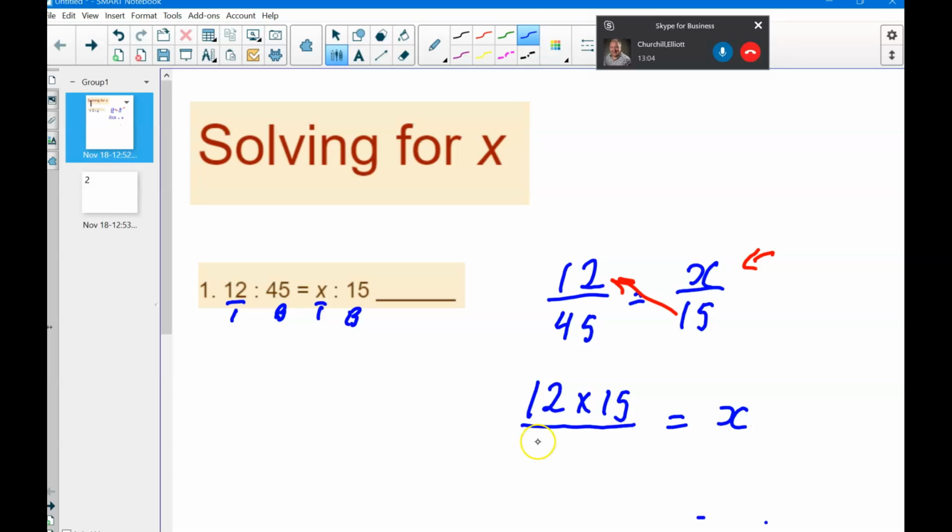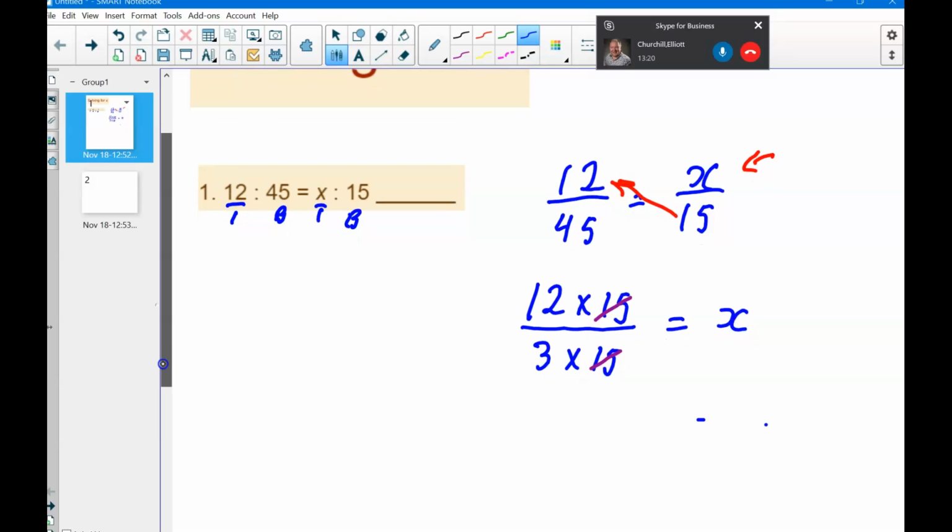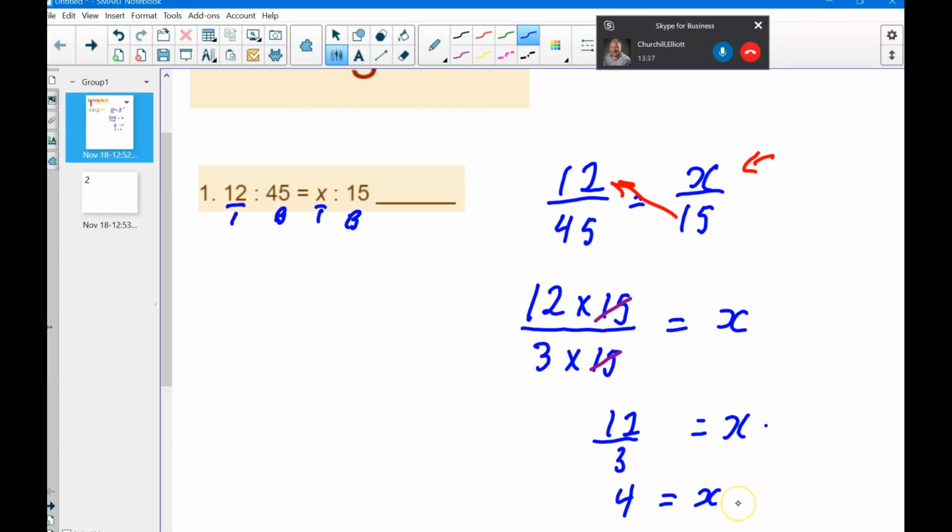So I can turn this into 3 times 15, which is the same thing as 45. Now I can cancel out these 15s, and it breaks down pretty easy. Now it becomes simply 12 over 3, equal to my x value, and then my x is equal to 4. Are we cool with that? Awesome.